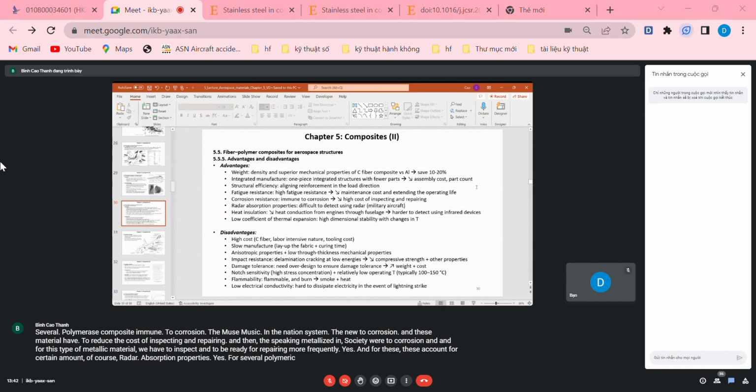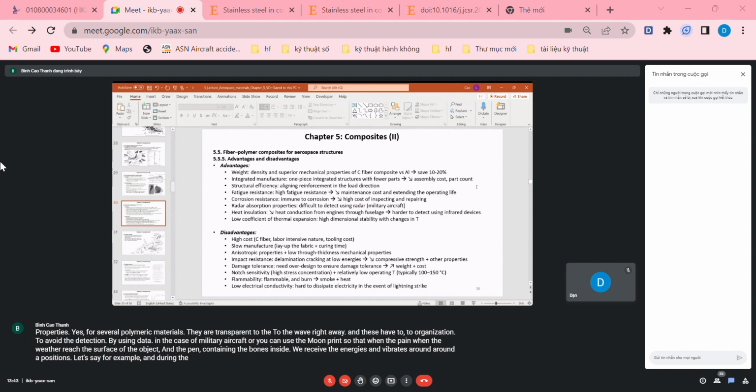Radar absorption properties. Yes, several polymeric materials are transparent to radar waves, and this helps, how can I say, to avoid detection by radar. In the case of military aircraft, you can use the paint containing bones, so that when the radar reaches the surface of the object, the paint containing the bones inside will receive the energies and vibrate.